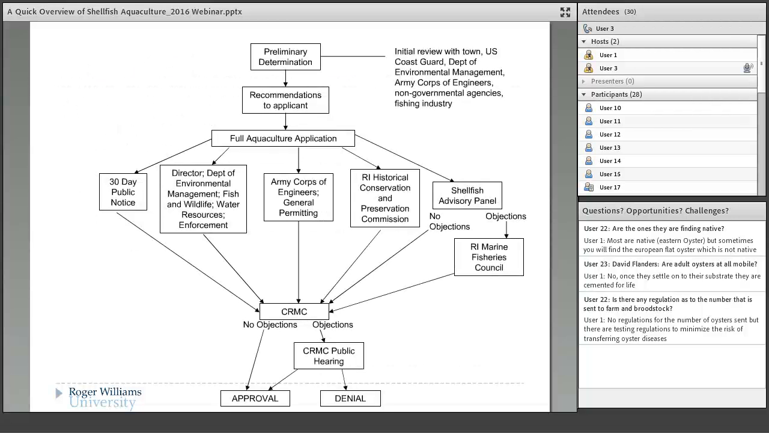So if one were to look at the regulatory environment for permitting aquaculture, this is a flow diagram that was put together by CRMC that outlines the process that one goes through to become licensed to raise shellfish in Rhode Island. And it involves a very large opportunity for input from a number of different agencies as well as the public before a final decision is put forth through the CRMC, the council. And that could either be approval or denial.